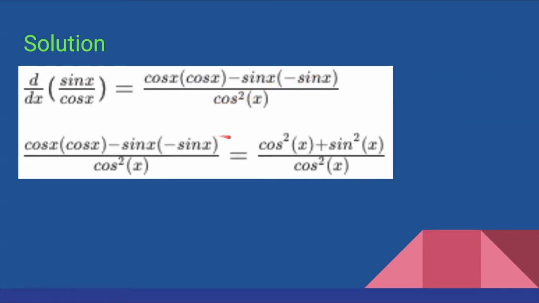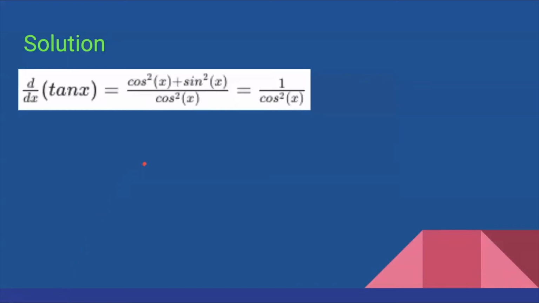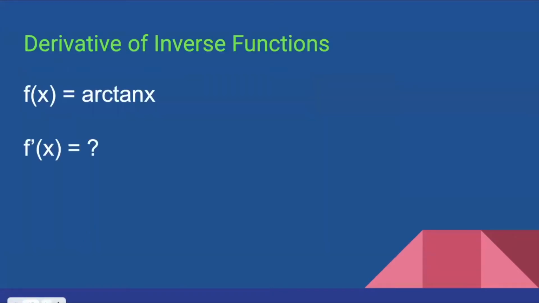All right, and then simplifying, we get that the numerator is cosine squared of x plus sine squared of x. And then using the Pythagorean identity, the numerator just becomes 1. All right, and then now we're getting into the derivative of inverse functions. So starting with the derivative of arctangent of x, which is just the inverse tangent of x.